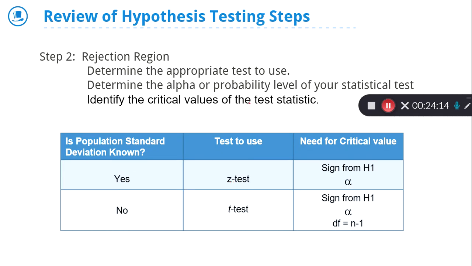Then to find the rejection region, the critical value for a z, we need the sign from the alternative. We need to know alpha. For a t-test, we need the sign from the alternative, alpha, and also degrees of freedom, which for the single sample t-test is n-1.